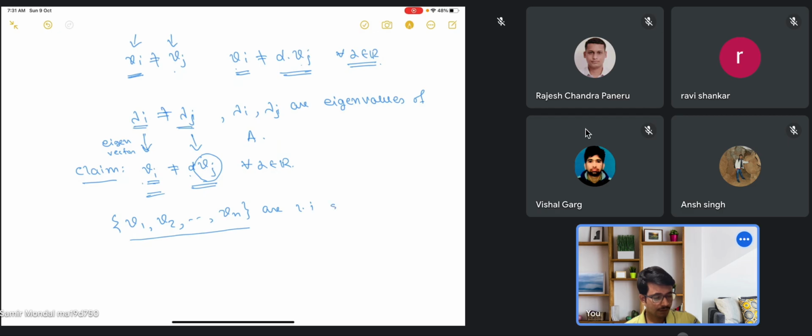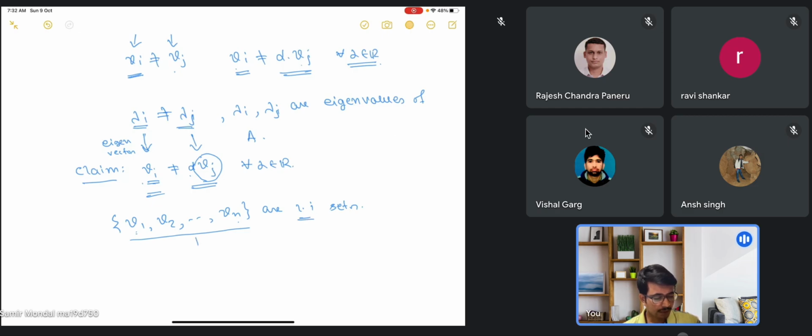sets. Are you agreeing with me? Suppose lambda i is not equal to lambda j, then we are getting v1 up to vn as linearly independent sets, all eigenvectors of A. Is it fine? Yes, so this is the linearly independent set.